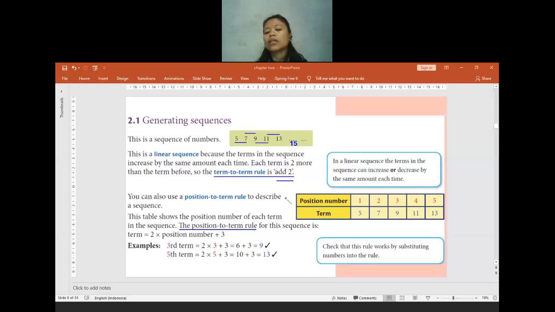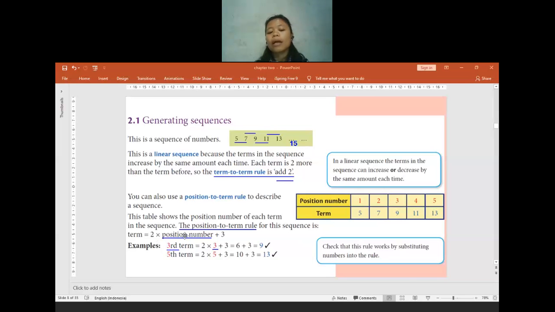So we can directly find the seventh term without having to make a list of the first, second, third, and so on. The position-to-term rule will be given. And then how do we find the term? From the position-to-term rule given. Here, the position number we replace with the number of the term. If we are going to find the third term, the position number we change into 3. But everything will follow the rule.